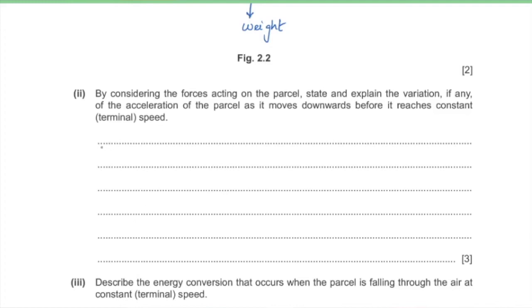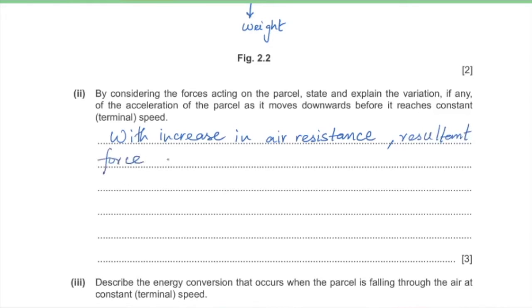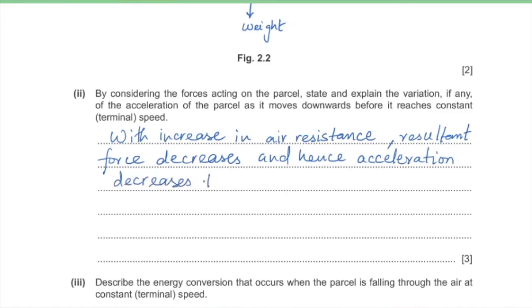So you can write over here that with increase in air resistance as it travels downwards, resultant force decreases, and hence acceleration decreases too.